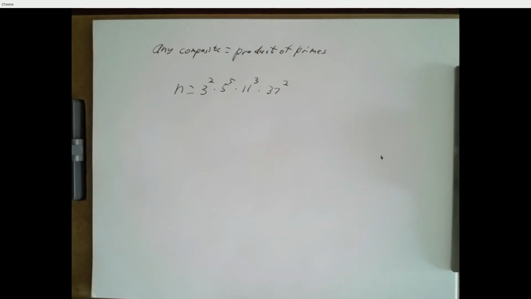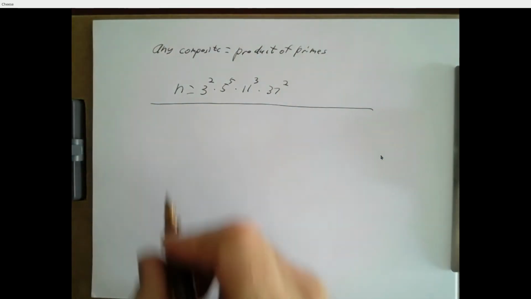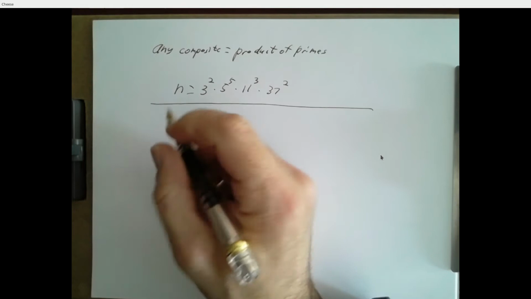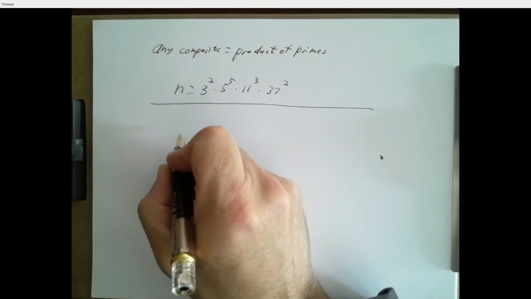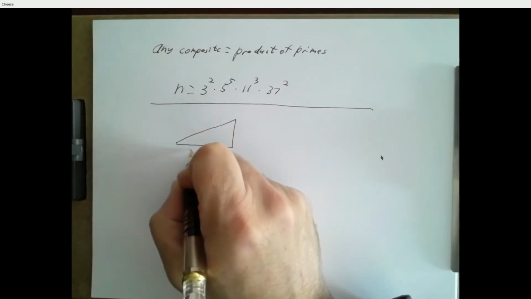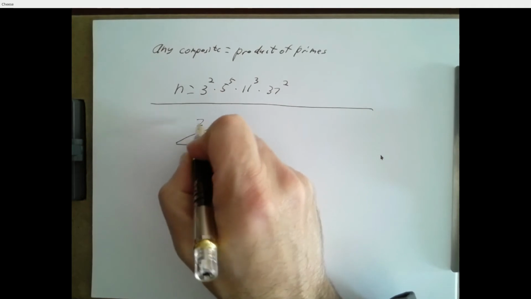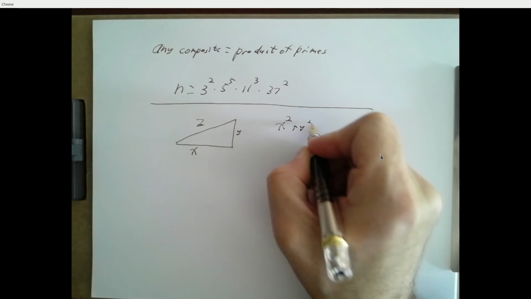So how many people here have heard of Fermat's last theorem? Okay. This is a problem. It needs to be mentioned more often. So, you know about the Pythagorean theorem, right? You have a triangle with sides x, y, and z, and you know that x squared plus y squared equals z squared.